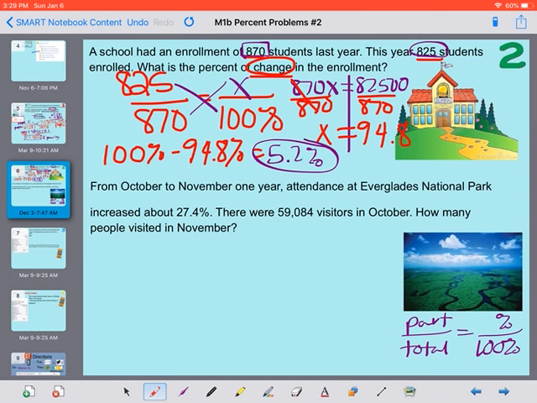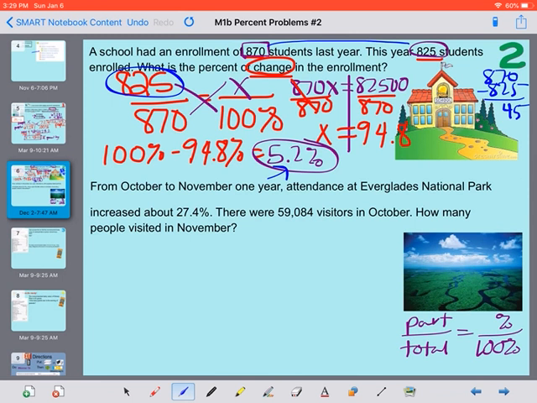If you wanted to, we could have solved the problem another way by figuring out the difference between these two numbers. We could have taken 870 minus 825 and that's a difference of 45 students. So we could have put that 45 right here to give us this answer right away. Either way, it will give you the same answer of 5.2%.